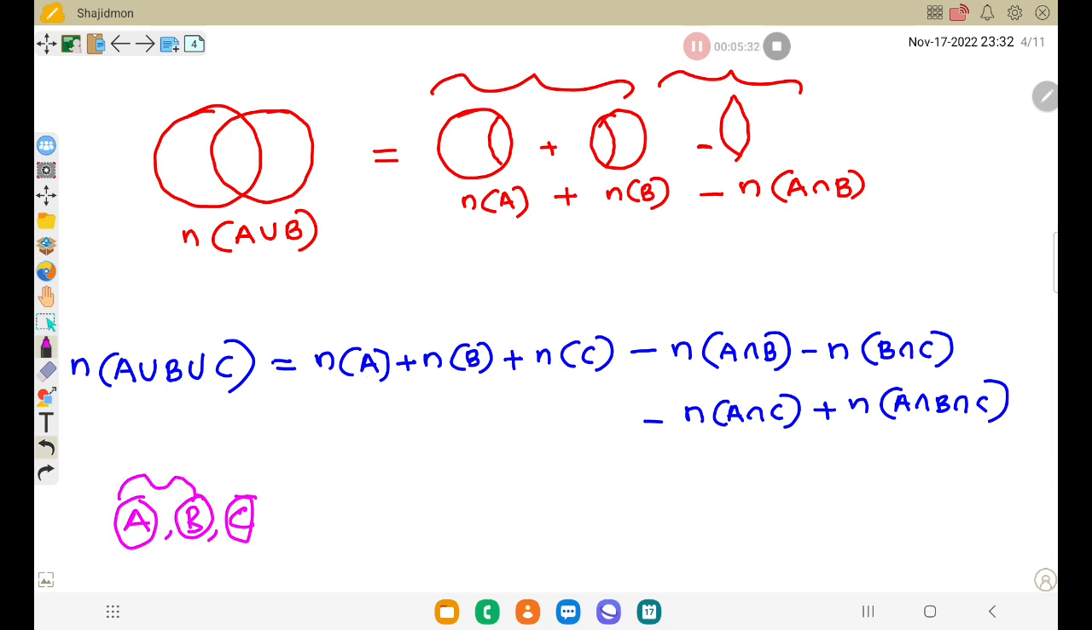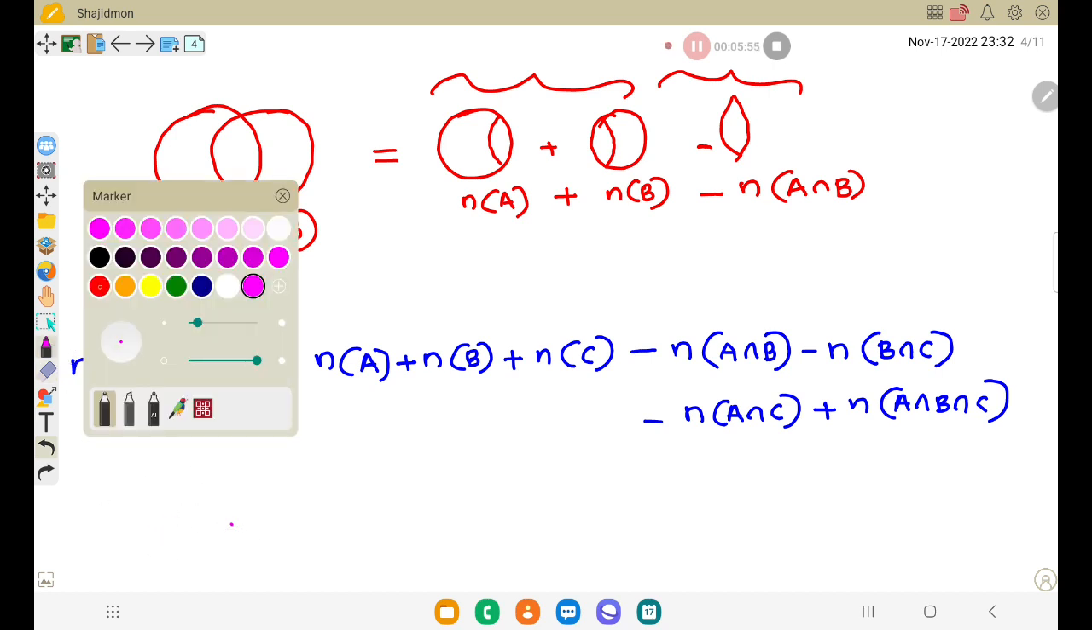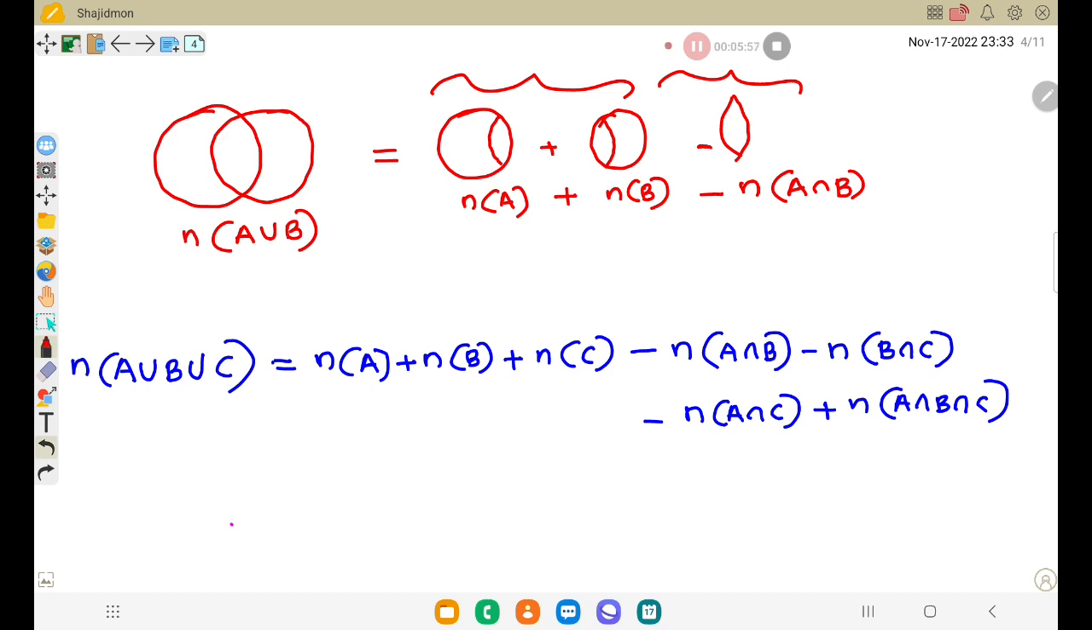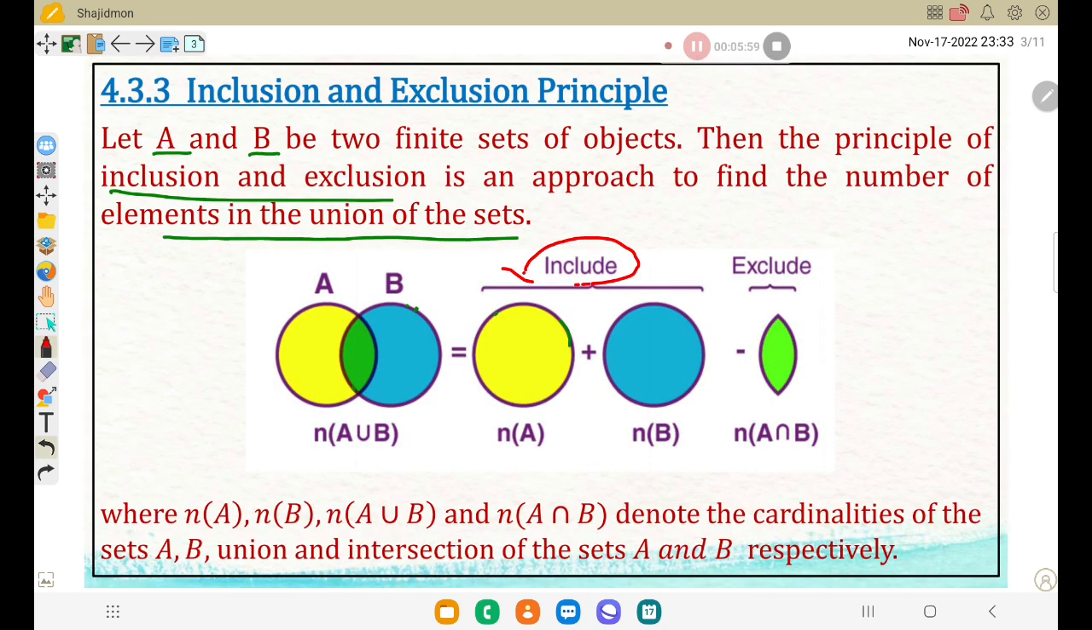Then take two at a time: first A, B, number of A intersection B, then number of B intersection C, then number of A intersection C, correct? Then the number of A intersection B intersection C, plus, okay? So this is the principle of inclusion and exclusion if we have three sets. Both rules we can memorize. Number of A union B union C here. Hope you understood the simple idea of inclusion and exclusion.